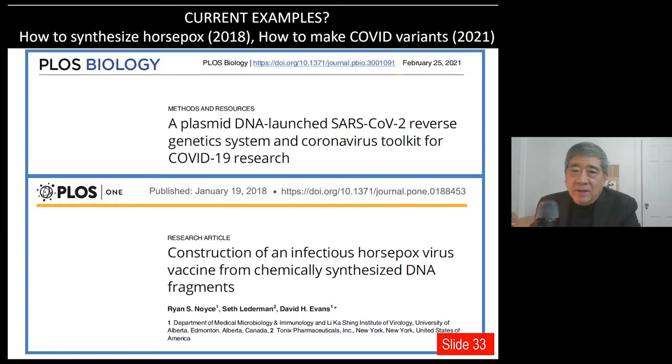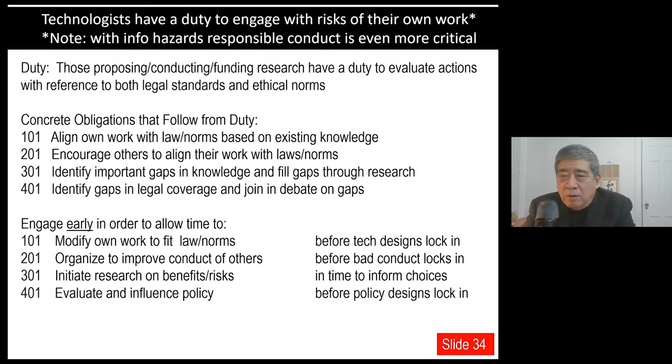The problem that we have because of this, unless you can figure out a way of compartmentalizing information, is that technologists themselves have a heightened duty to engage with the risks of their own work. With information hazards, this is even more critical than usual. The proposition I would raise is that the technological geeks and the science nerds have an obligation to evaluate what they're doing with reference to legal standards and ethical norms, to certainly align their own work with laws and norms based on existing knowledge and to encourage others to do the same, but also to actively identify gaps in knowledge and fill the gaps through research, and to be good citizens, identifying gaps in legal coverage and joining in debates on those gaps.